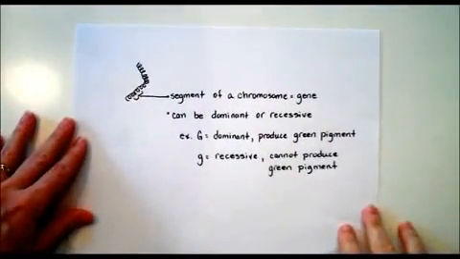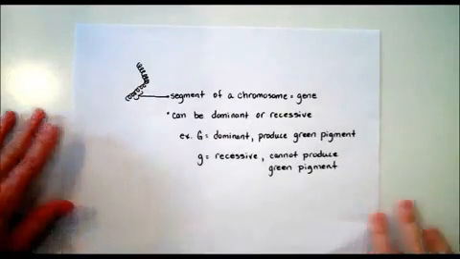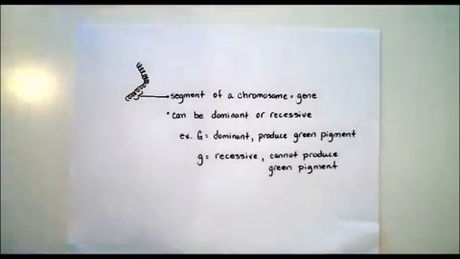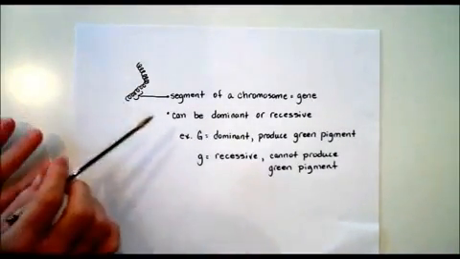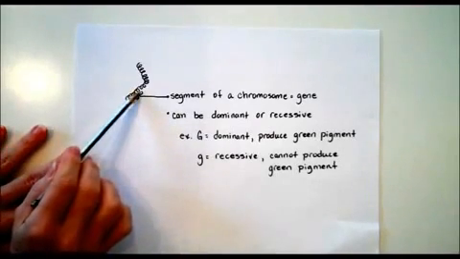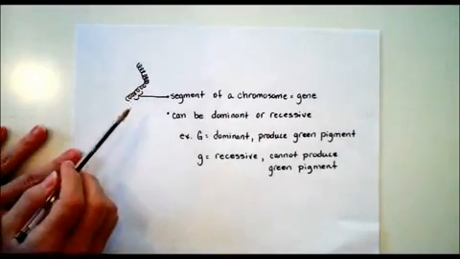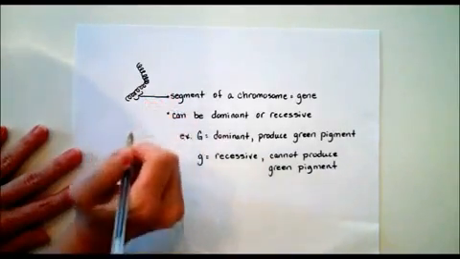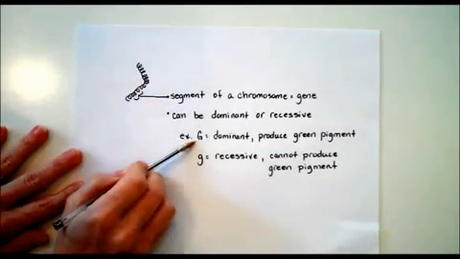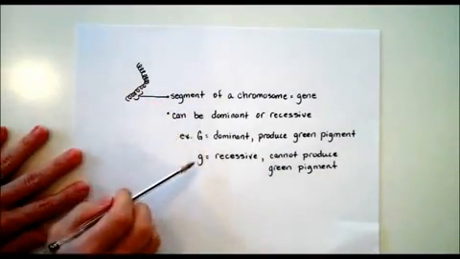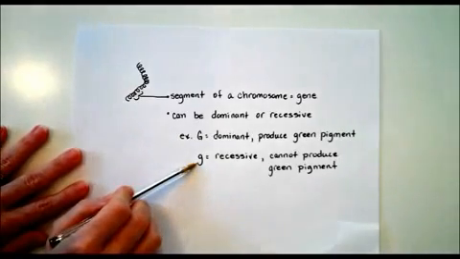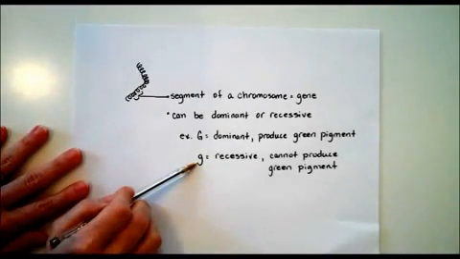Along the DNA that makes up a chromosome are segments that are the genes for the trait. Suppose this section along the chromosome is the gene for pigment in plants. The allele could be dominant, and we'd express that with a capital G, or it could be recessive, and we'd express that with a lowercase g.